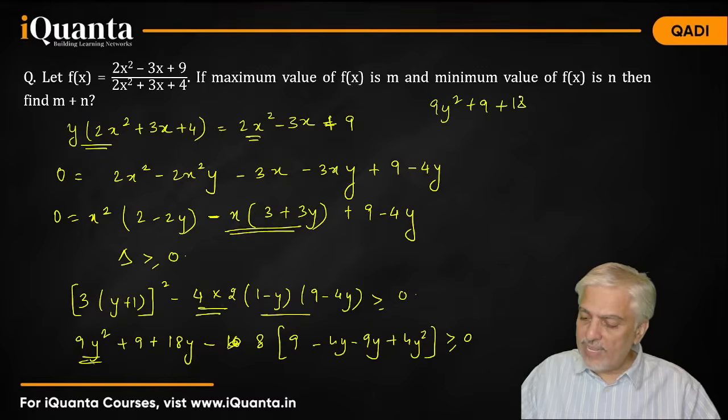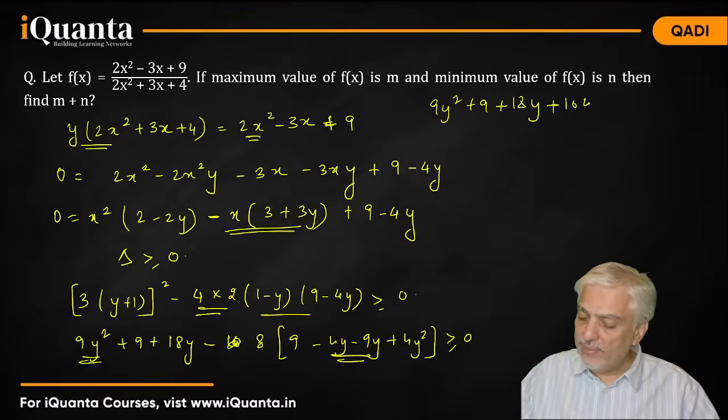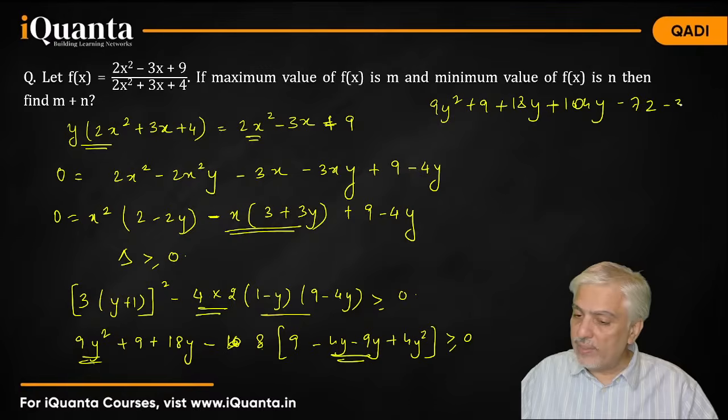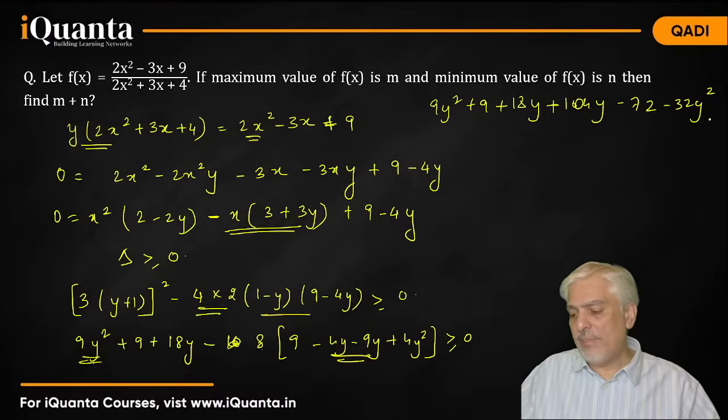plus 9 plus 18y minus, this is 13. 13 8s are 104. Minus 13 into minus 13 into minus 8 plus 104y minus 72 and minus 32y square. Okay, so what do we get? Is greater than or equal to 0. Take everything on one side.